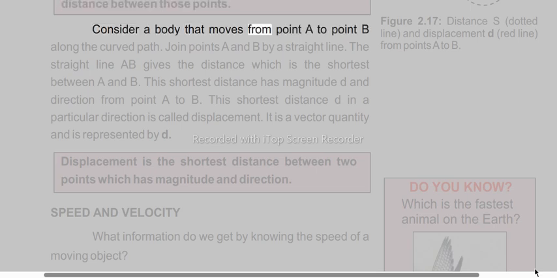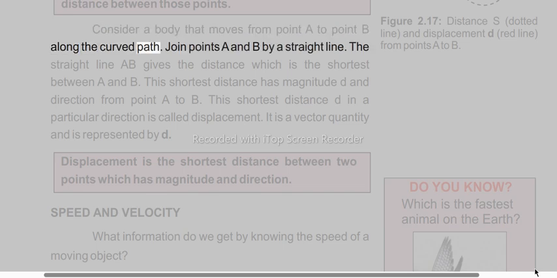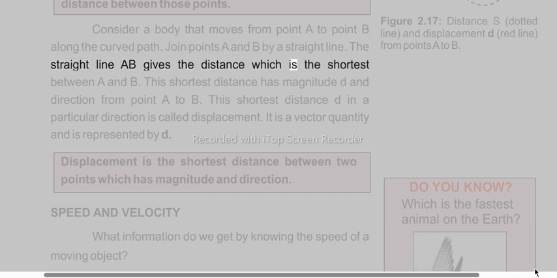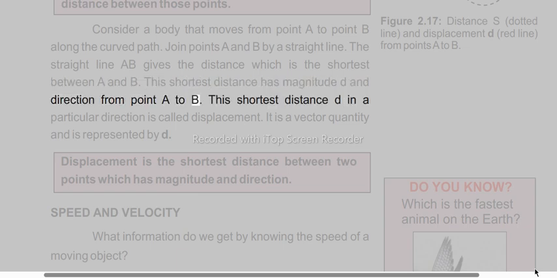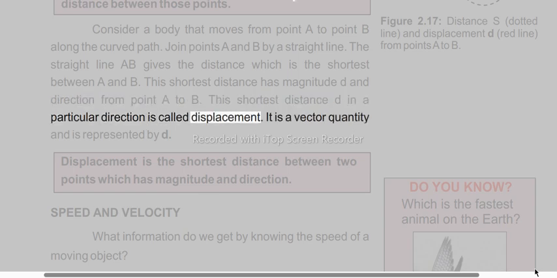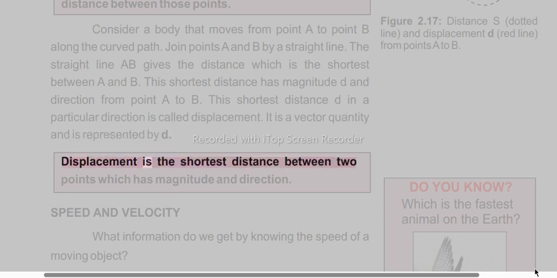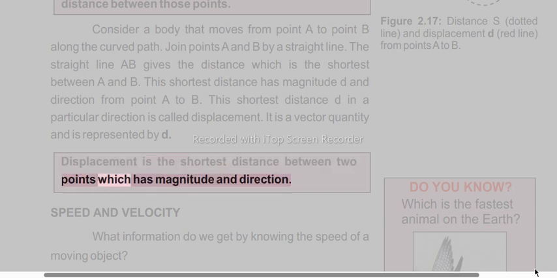Consider a body that moves from point A to point B along the curved path. Join points A and B by a straight line. The straight line AB gives the distance which is the shortest between A and B. This shortest distance has magnitude d and direction from point A to B. This shortest distance d in a particular direction is called displacement. It is a vector quantity and is represented by d. Displacement is the shortest distance between two points which has magnitude and direction.